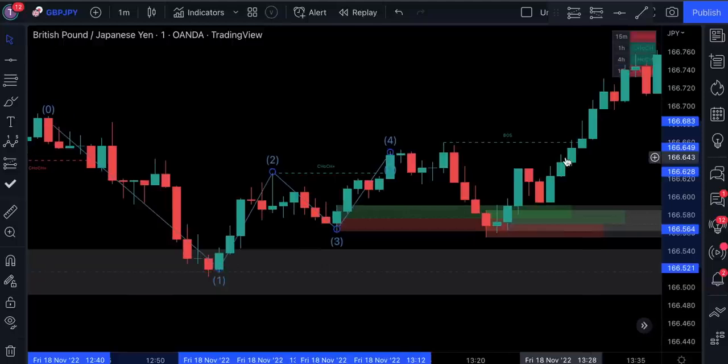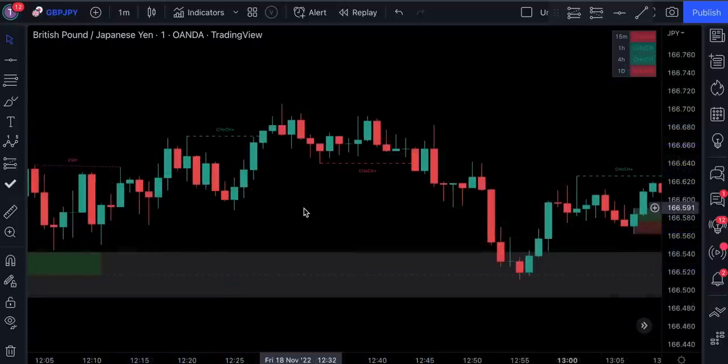The change of character can be considered as an entry point, however, I'd be very careful with that because the trend is not confirmed yet. On the other hand, a bearish change of character occurs whenever the price action breaks below the most recent swing low.